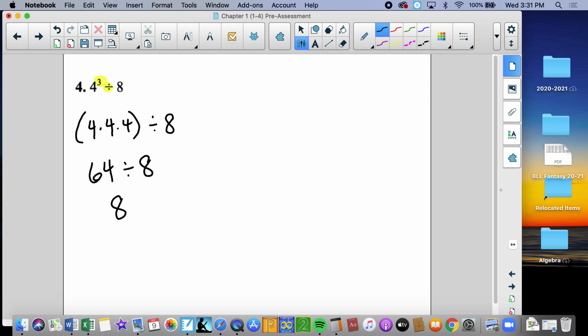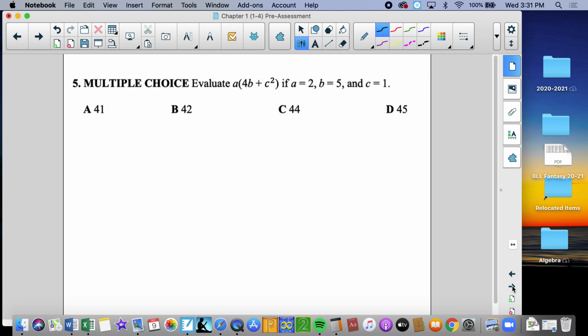The other way you could have looked at this is 4 times 4 times 4 over 8. We can cross cancel. 4 into 8 gives me 2. And then 2 into 4 gives me 2. And I'm left with 2 times 4, which equals 8. Also another way of doing that, instead of multiplying those 4's out. Just a little trick of the trade there.